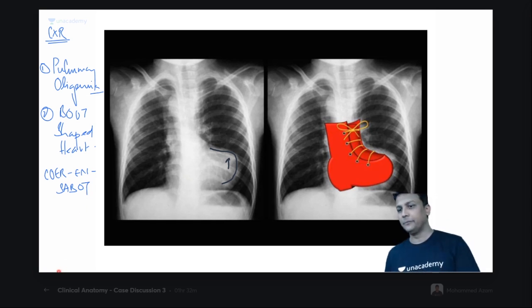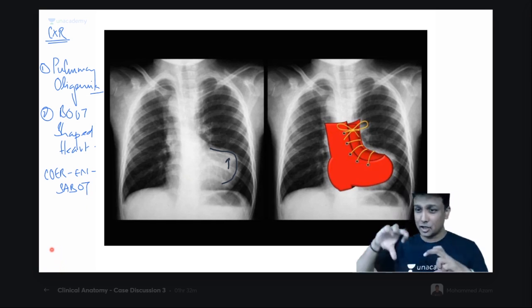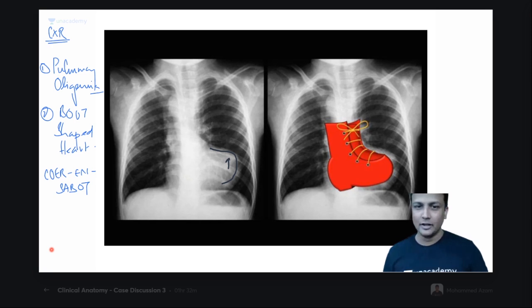Coeur en sabot. Okay, now the Turkish shoe-like heart will be there, so that is why it is given as boot-shaped heart. And then number three will be the right-sided aortic arch.